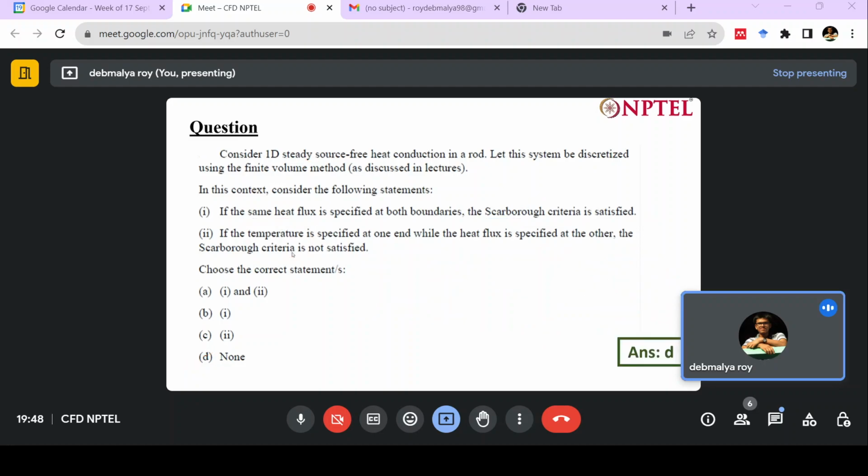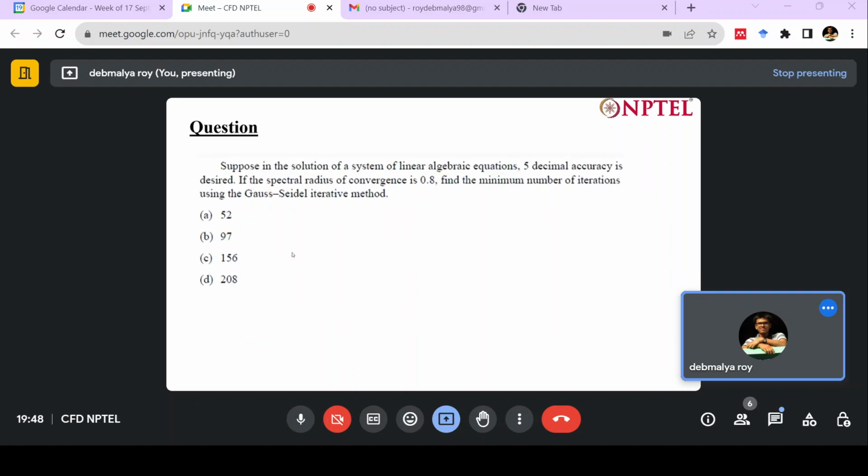Okay, let's go to the next question. All right. So we have discussed spectral radius and so on, and the rate of convergence a little bit. Here they are asking a numerical problem: how many iterations will be required for solving a Gauss-Seidel problem.